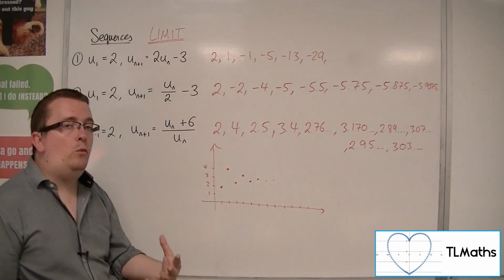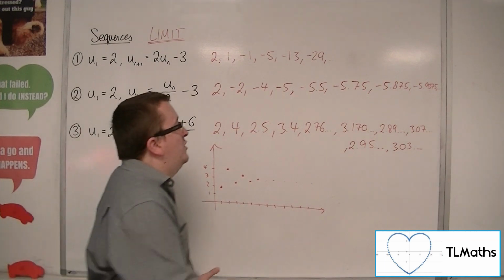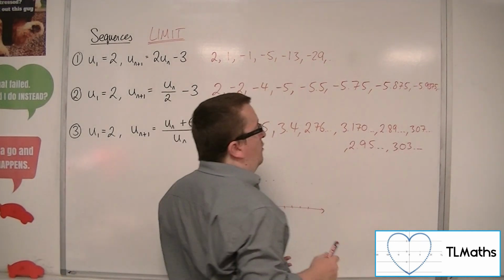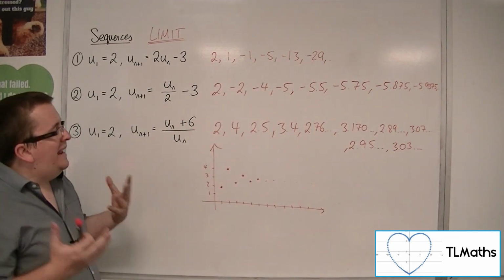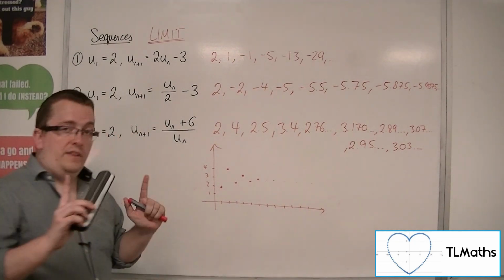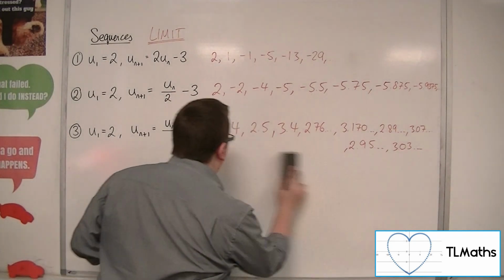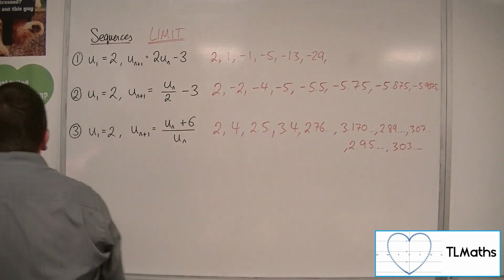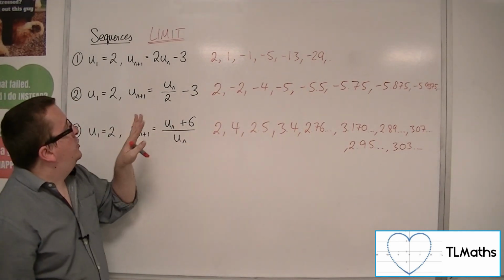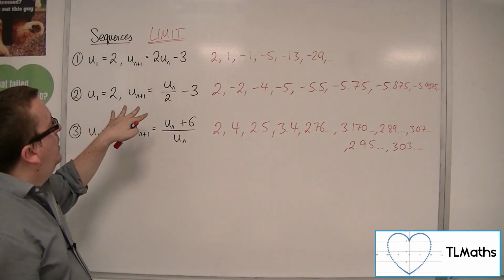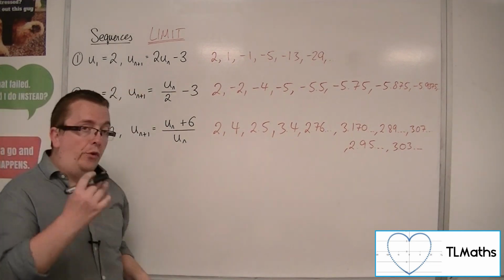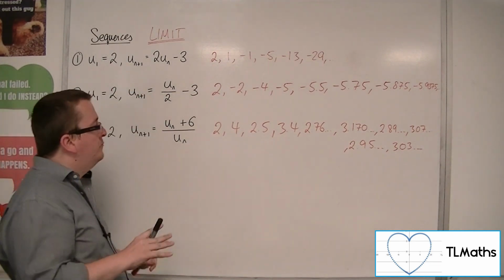Can we actually find out what it is? We've got an idea. This looks like it's homing in perhaps on something like minus six. This one appears to be homing in on something like three, okay? Is there a way of figuring out what they are? Now, yes, there is. Okay, so this is how the method works. I'm going to show it for number two first, and then I'm going to show you how it's going to work with number three and also back to number one again, right?